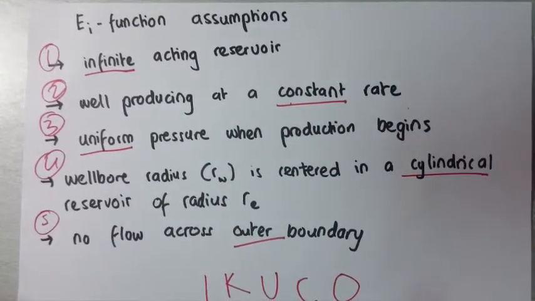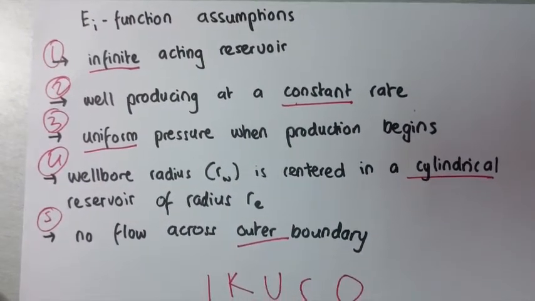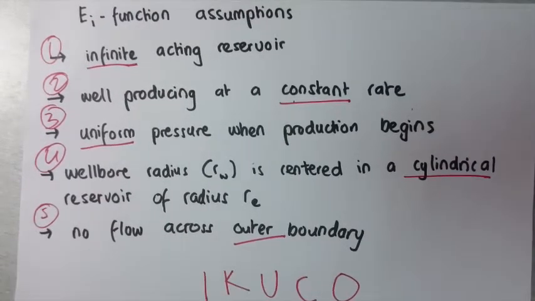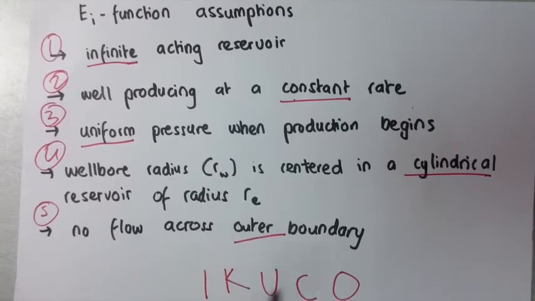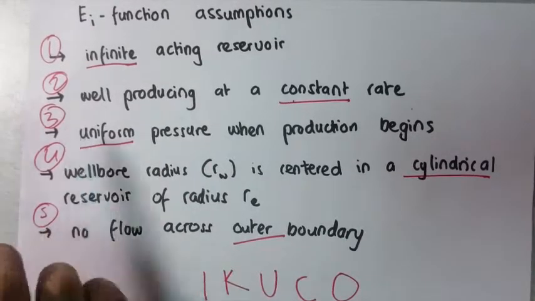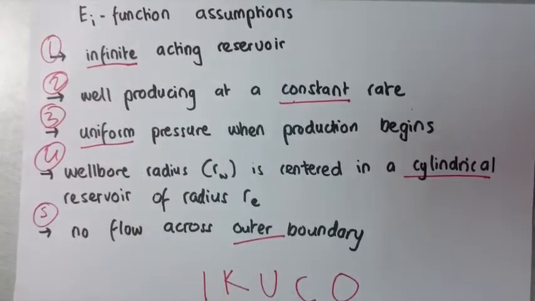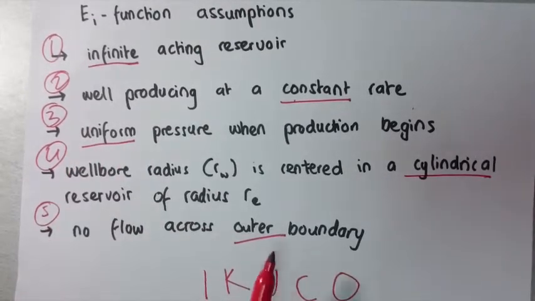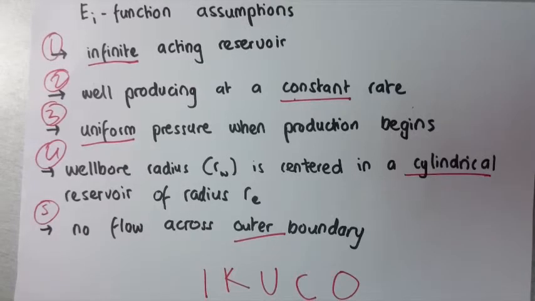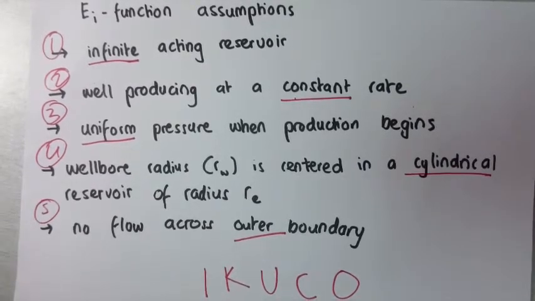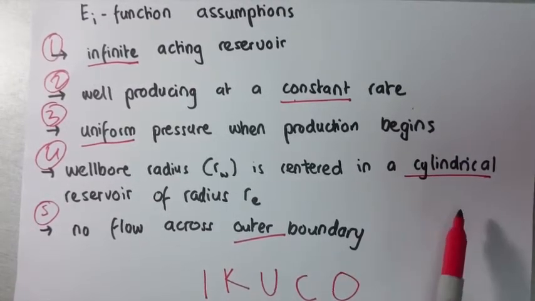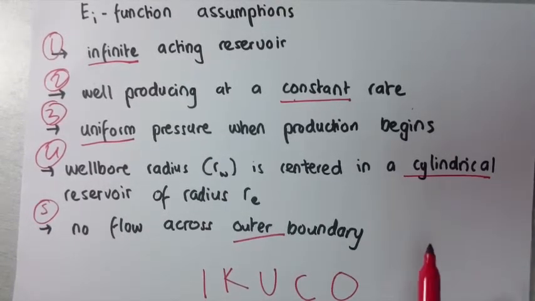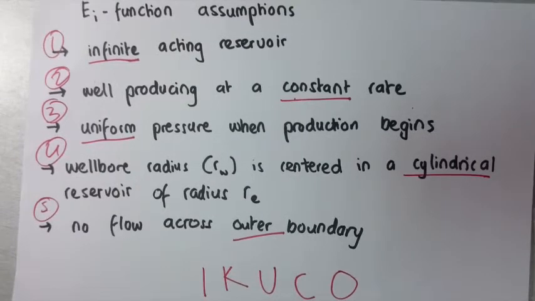Now, EI function has 5 assumptions. I'm only going to briefly explain all 5 of them. I'm emphasizing more how to memorize them. Now, the 5 assumptions are: first, it's an infinite acting reservoir, which means that the reservoir radius is very large. Second, the well produces at a constant rate. Thirdly, uniform pressure when the production begins. Fourthly, the wellbore is centered in a cylindrical reservoir, which basically means that they assume the reservoir shape to be cylindrical. And fifth, there is no flow across the outer boundary.